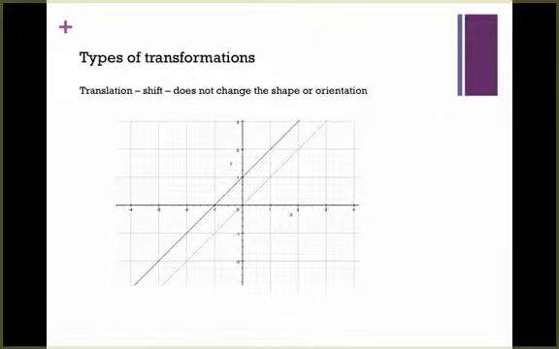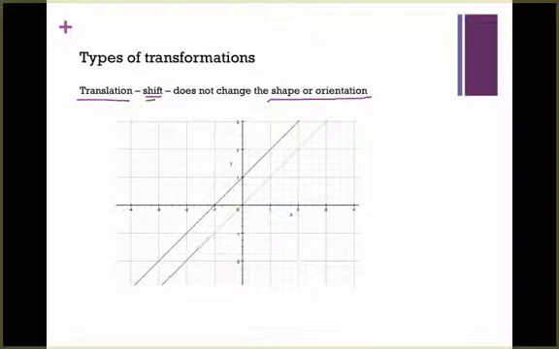Let's first talk about the different types of transformations that we can perform on a graph. The first one we're going to look at is called a translation. A translation is just a shift. When we shift our graph, we don't change our shape or our orientation. So if we have a graph that has a positive slope, then our translation would also have the same slope. Look at this first graph we have sketched here, and let's say that the green graph going through the origin is the graph of y equals x.